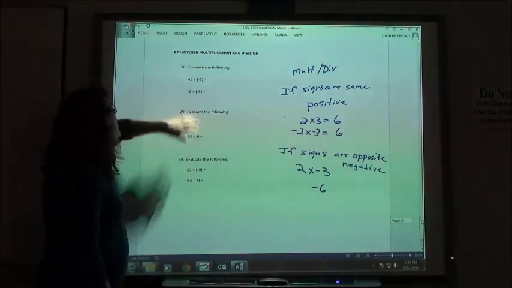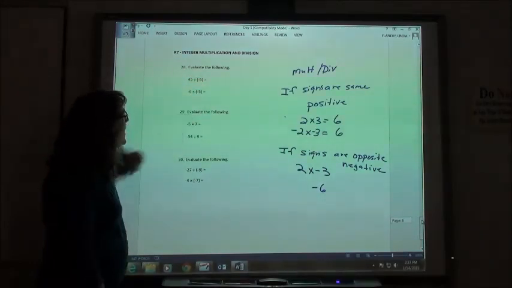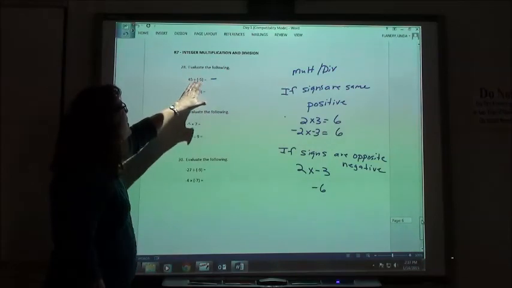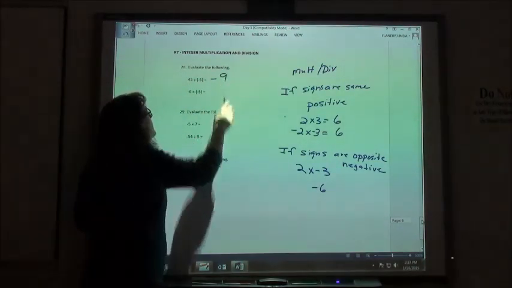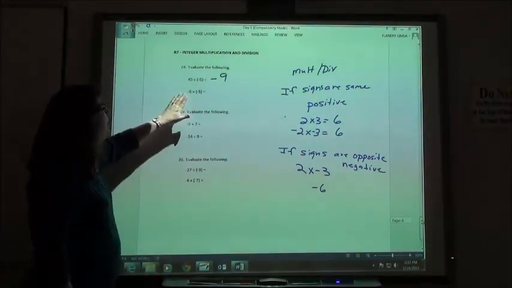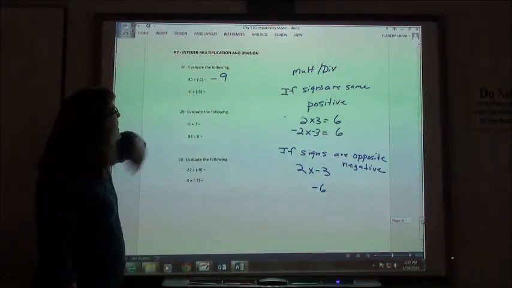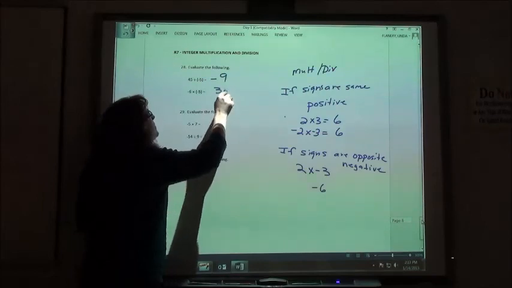So on number 28, I have a positive divided by a negative. I'm going to end up with a negative. And then I just divide. 45 divided by 5 is 9. On the next one, I have negative 6 times negative 5. My signs are the same. A negative times a negative is a positive. 6 times 5 is 30.